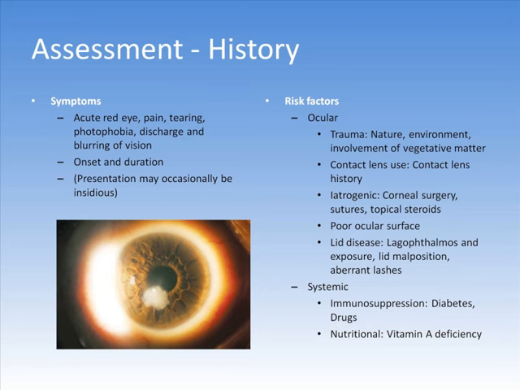The risk factors for infective keratitis may be divided into ocular or systemic risk factors. Ocular risk factors include trauma, contact lens use, iatrogenic causes, poor ocular surface, or lid disease. Systemic risk factors include immunosuppression or nutritional causes.